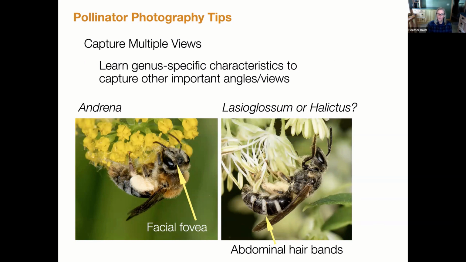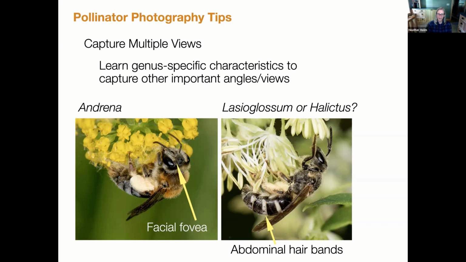So for example, the genus Andrena, which are medium-sized bees that are commonly active in the spring. They have facial depressions or fovea. And so it would be important in that situation to try and get an image of the face to show the fovea. And that would immediately help someone identifying slot it into genus level.